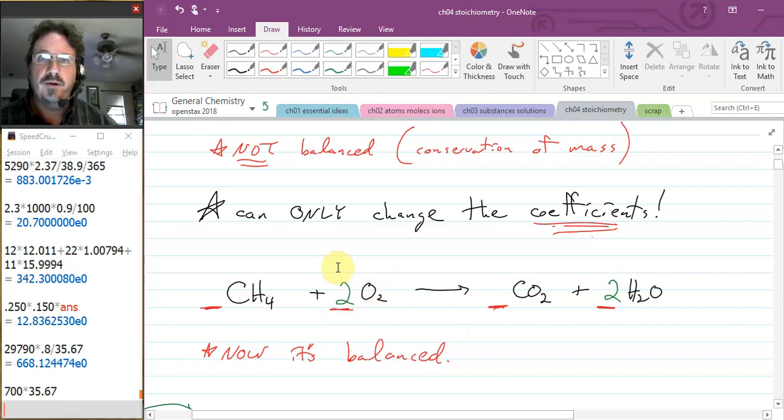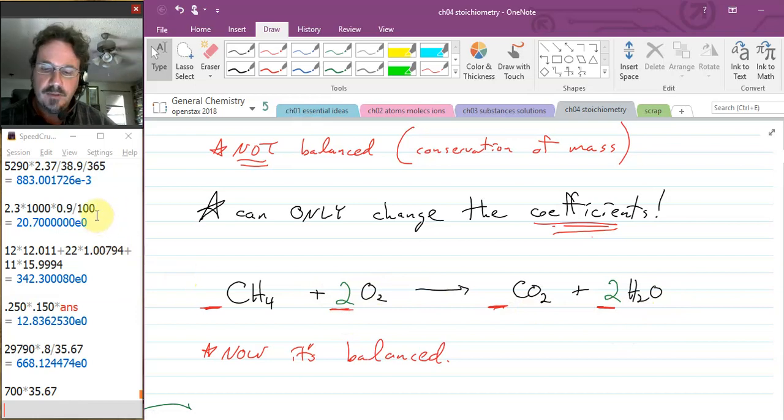Now I've got 4 there. Once I think I've got it all balanced, always go back and check just to make sure. So 1 carbon, 1 carbon, that looks good. 4 hydrogens, 4 hydrogens, looks good. 4 oxygens, 2 here, 2 here, that's a grand total of 4. Now I have a balanced equation.